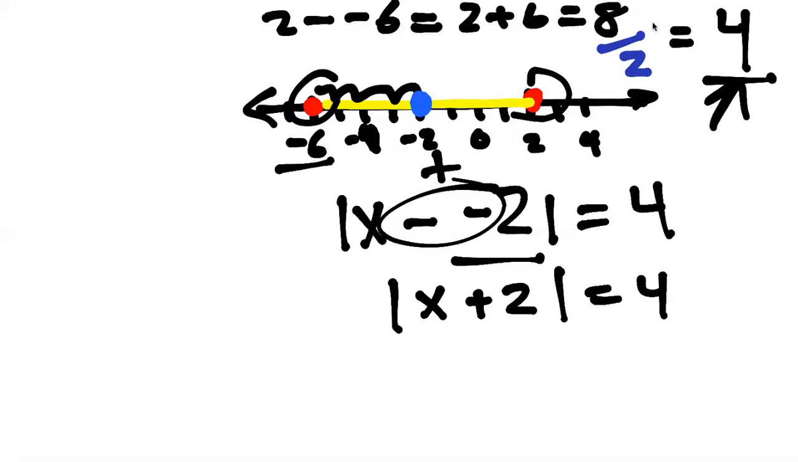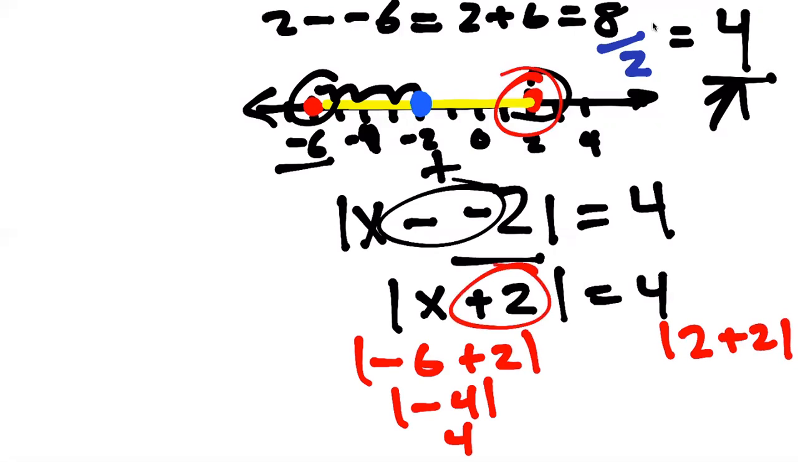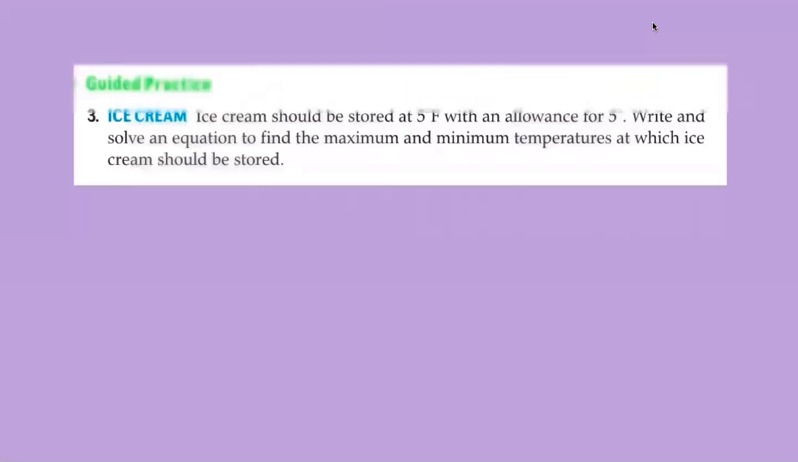Let's put our negative case in, the -6. So -6 plus 2 is -4, and the absolute value of -4 is 4. That one looks good. Then put in 2 plus 2, because this is 2, and you're adding it to this 2. That gives you 4 as well, and you're golden. All right, let's do a couple of word problems.